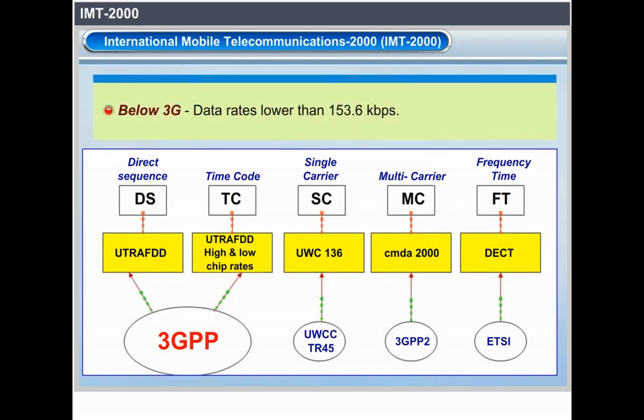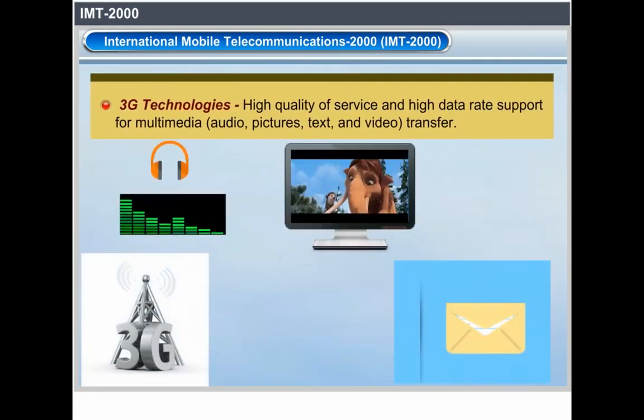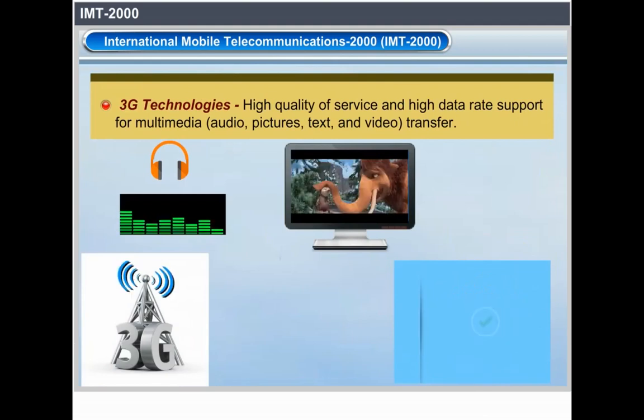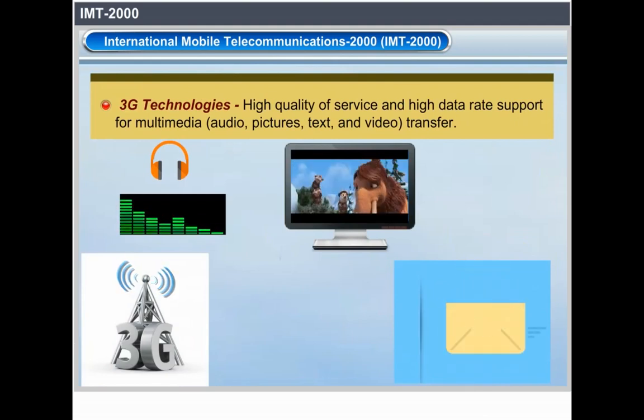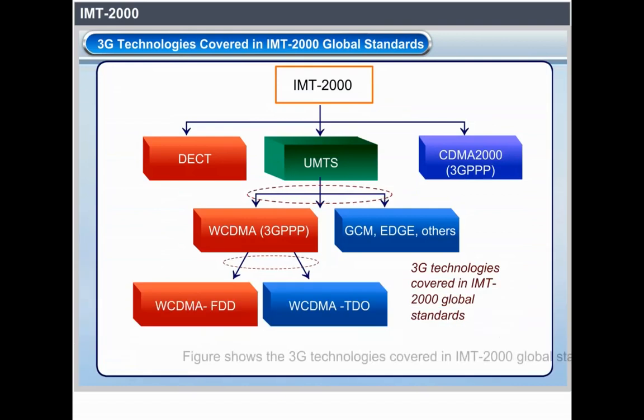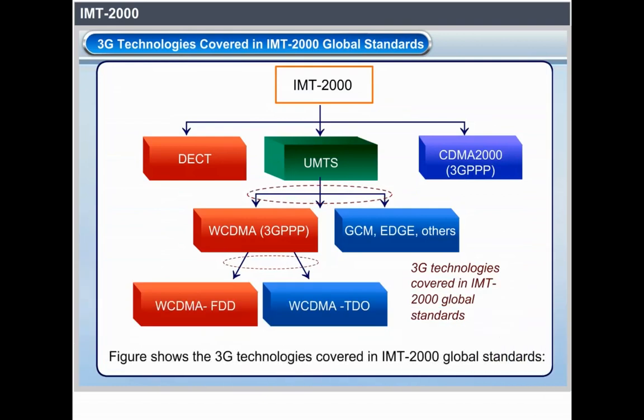Below 3G, data rates lower than 153.6 Kbps. 3G technologies, high quality of service and high data rate support for multimedia, audio, pictures, text and video transfer. 3G technologies covered in IMT 2000 global standards. Figure shows the 3G technologies covered in IMT 2000 global standards.